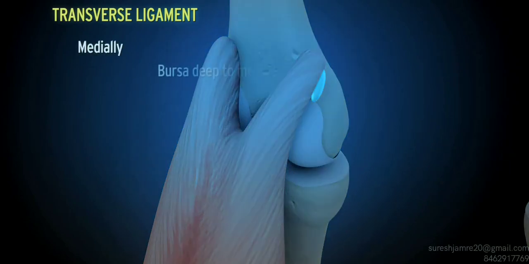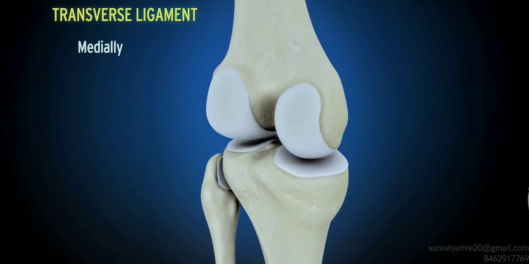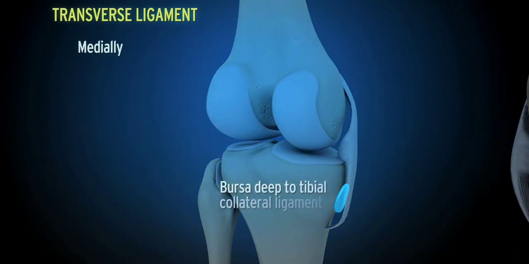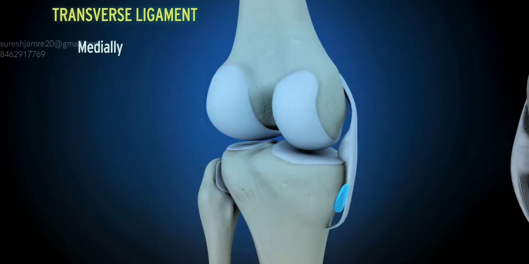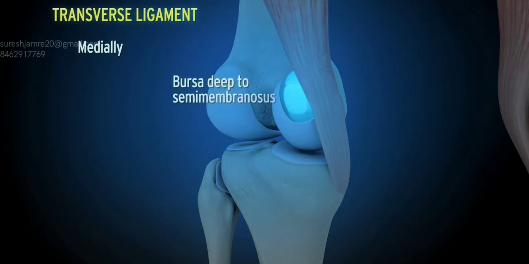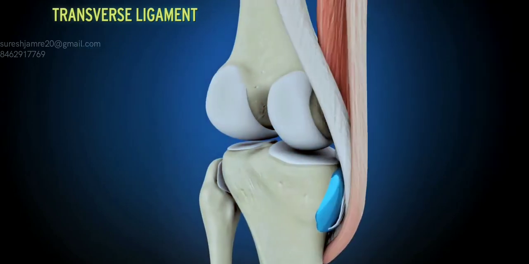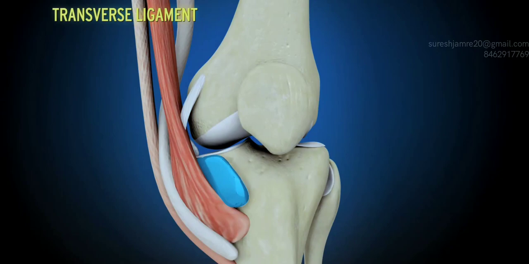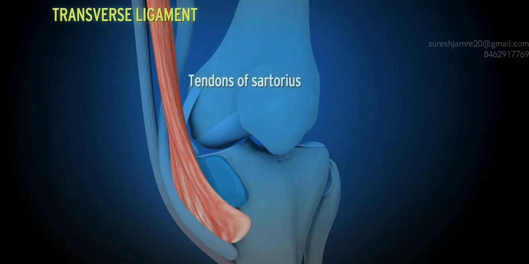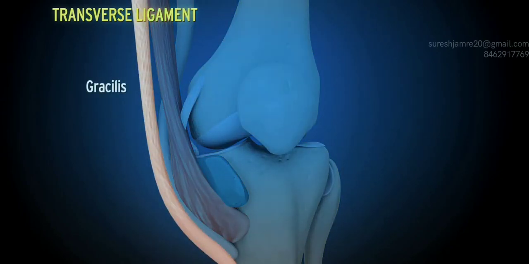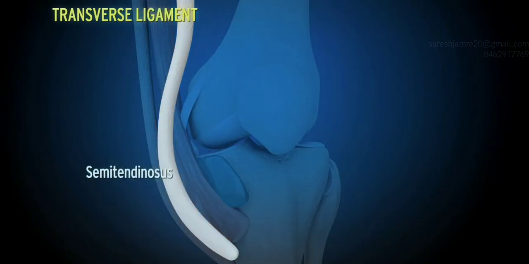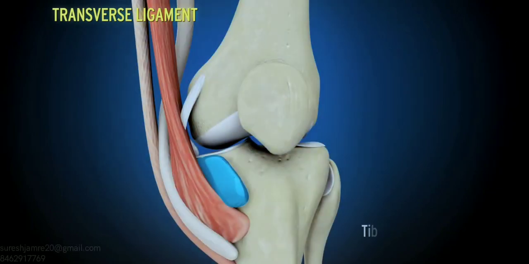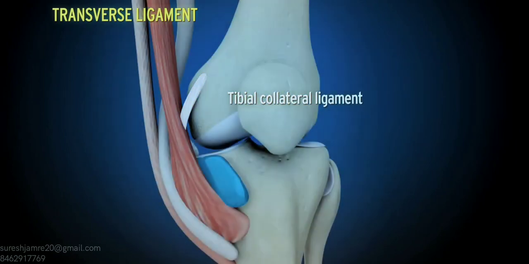Medially: bursa deep to medial head of gastrocnemius. Bursa deep to tibial collateral ligament. Bursa deep to semimembranosus. Anserine bursa. It separates the tendons of sartorius, gracilis, and semitendinosus from one another, from the tibia and from tibial collateral ligament.